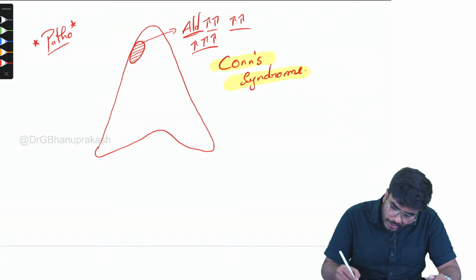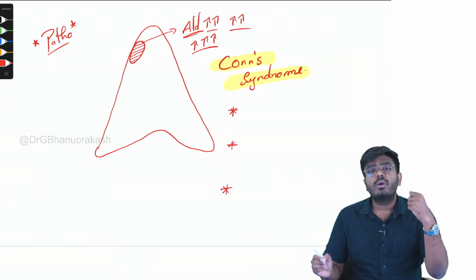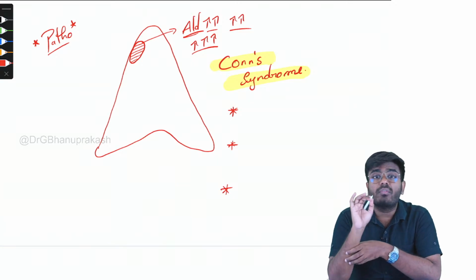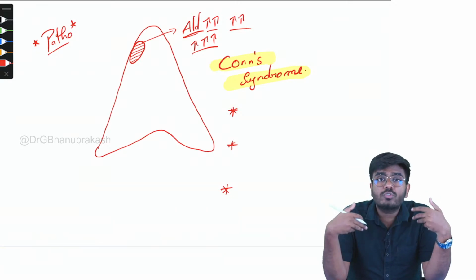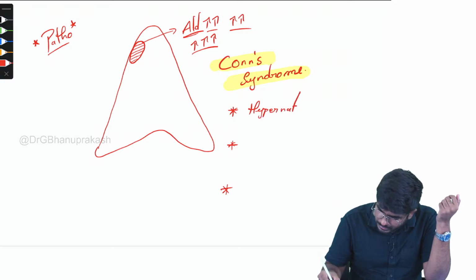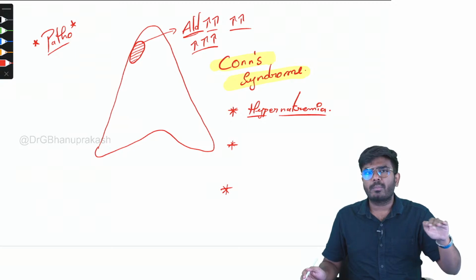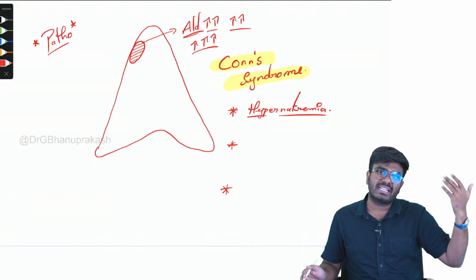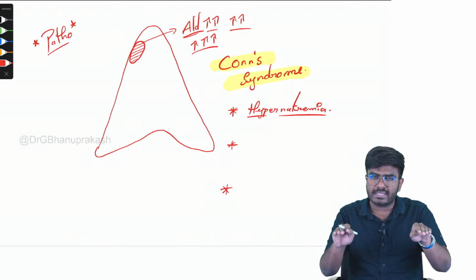Now in Conn's syndrome, you have to tell me the features. There is an excessive amount of aldosterone. Whenever there is excessive aldosterone, what will happen to sodium? More and more sodium is getting reabsorbed. If more sodium is reabsorbed, the person will have hypernatremia. Initially there will be hypernatremia, later the sodium levels will become normal because of something called the aldosterone escape phenomenon. But as of now, we are discussing the basics, simple.